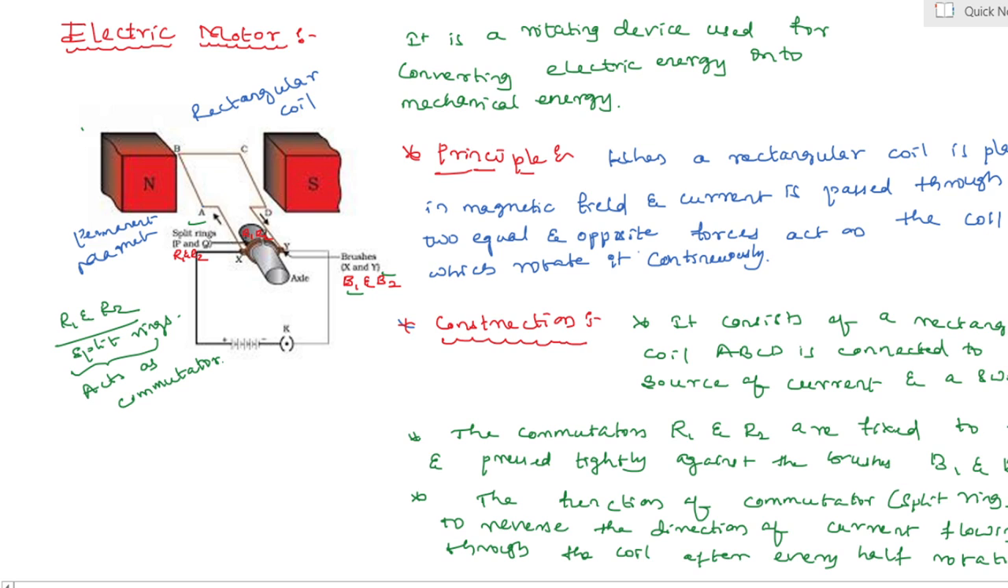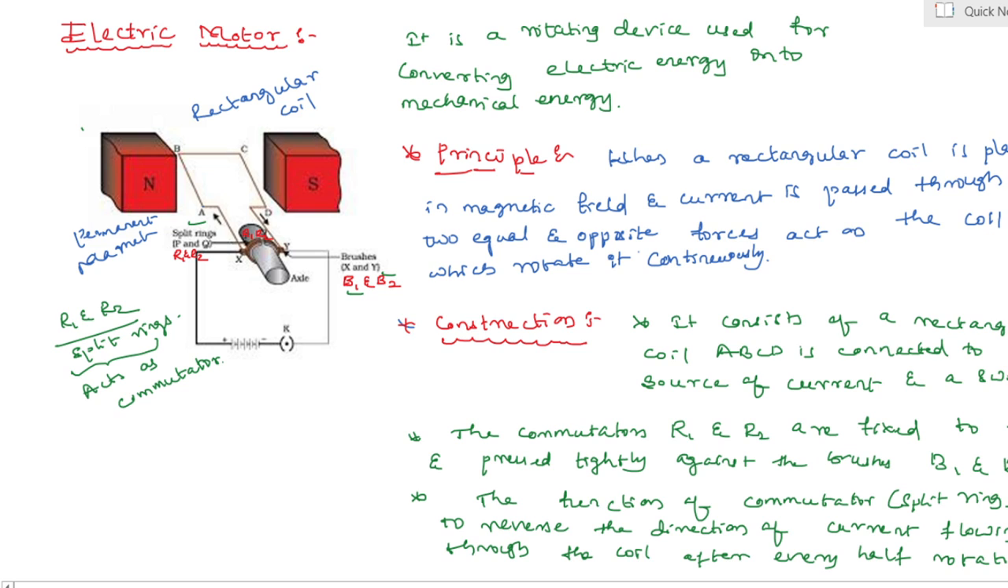Yes, my dear students, this is the construction. It consists of a rectangular coil ABCD connected to a source of current and a switch. The commutators R1 and R2 are fixed to the coil and pressed tightly against brushes B1 and B2. The function of the commutator, the split ring, is to reverse the direction of current flowing through the coil after every half rotation. After every half rotation, what happens? The direction of current is reversed. In an electric motor, split rings act as what? Commutators. Yes, my dear students.